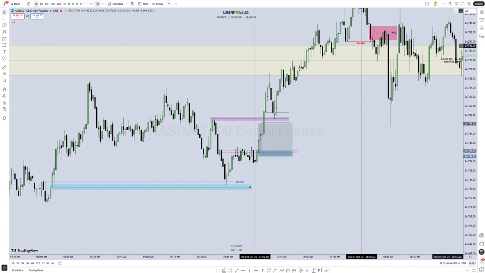Just because I have the 12 a.m. to 12:30 opening range high above in price. So I'm looking at this as a draw on liquidity for my New York session trading. And it aligns with this buy side liquidity and sell side liquidity.